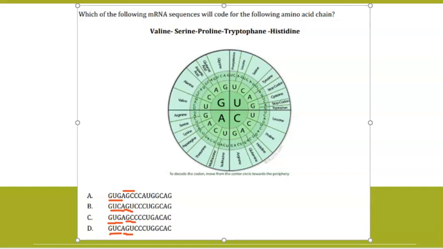Then you have proline. When you go to proline, we see it's C. So the next letters we have are CCA and CCC. These are your next three letters, CCC and CCA. Let's check. CCC and CCA are both proline. That again is common to all the four sequences here.